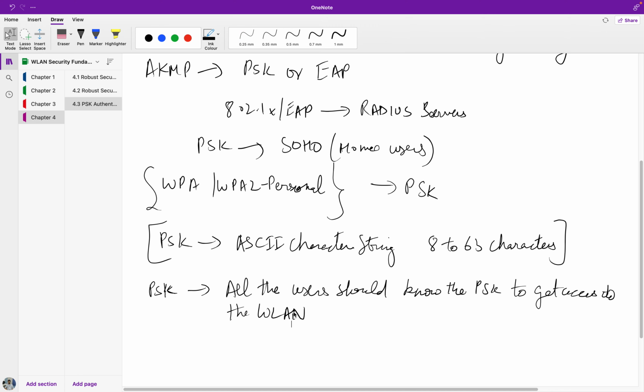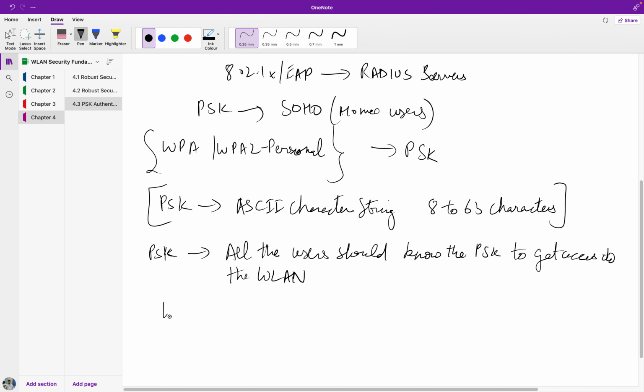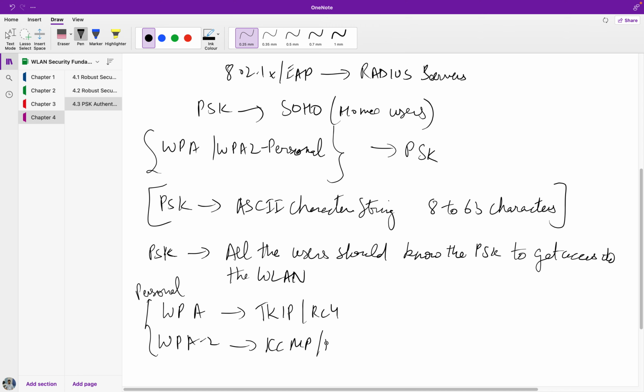The only practical difference between WPA and WPA2 is about the encryption, not the authentication method. They both have PSK authentication. I'm talking about personal. Here we have TKIP and RC4, and here we have CCMP and AES encryption. This is the only practical difference. Apart from that, they both use PSK authentication.